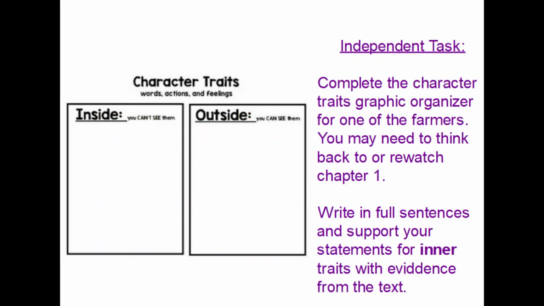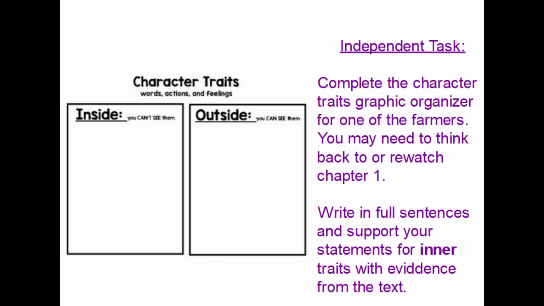Now it's time for your independent task. You are going to complete one of these graphic organizers for one of the farmers. You can choose whether you want to do Bogus, Bounce, or Bean. Keep in mind, a lot of their inner traits are similar. Their outer traits, however, are quite different. So to remember their outer traits, their physical traits, you might need to think back to or rewatch chapter 1.